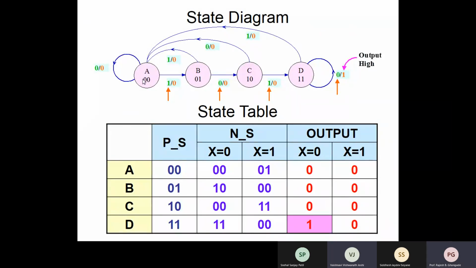So this does not detect the overlapping sequence. Like now after this is, it will not generate an output. The state diagram will be different for overlapping sequences. This is a very simple sequence detector. Okay? Is your doubt cleared? Yes, sir.